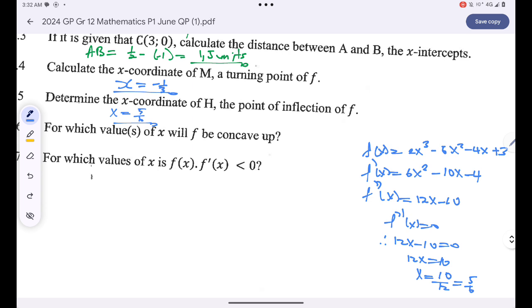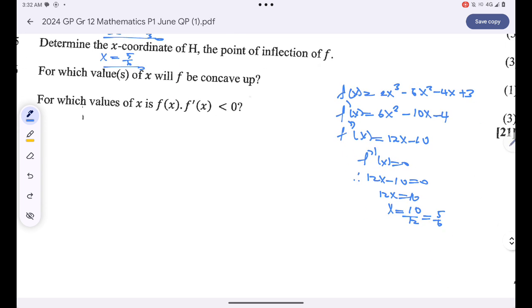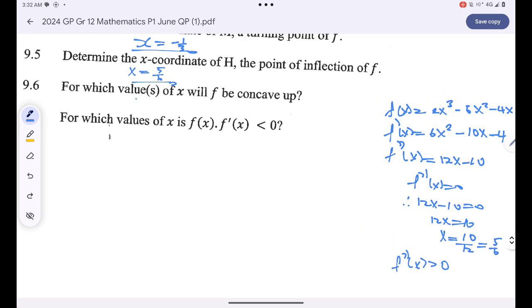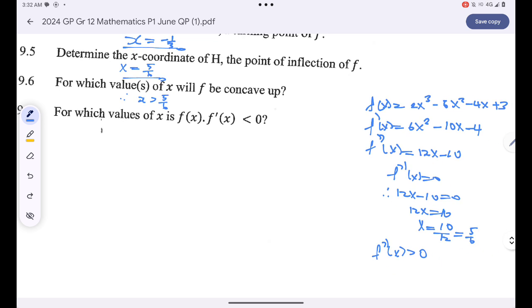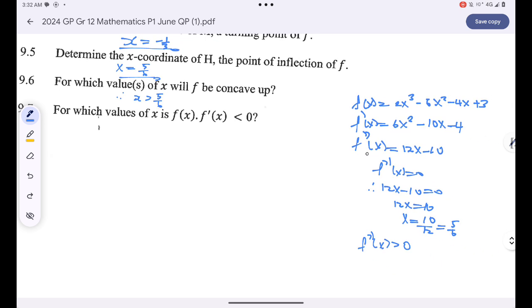So the x value over there is 5 over 6. For which values of x will f be concave up? f will be concave up if and only if the second derivative is greater than 0. I now know the x value at the point of inflection, so I can say when x is greater than 5 over 6. But you can solve it too: take your second derivative, make it greater than 0. You'll have 12x minus 10 greater than 0, that's 12x greater than 10, then x is greater than 5 over 6.